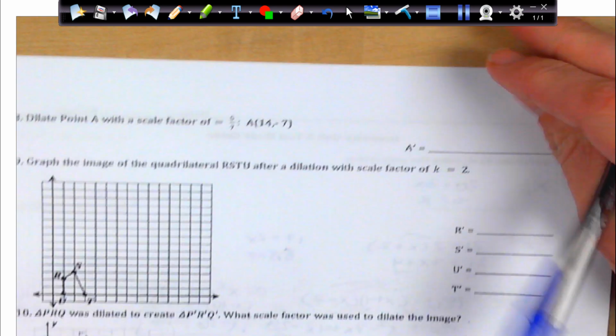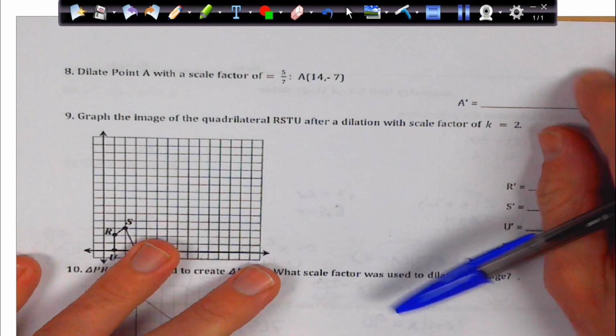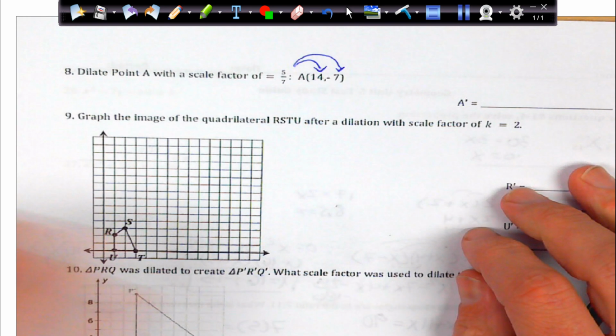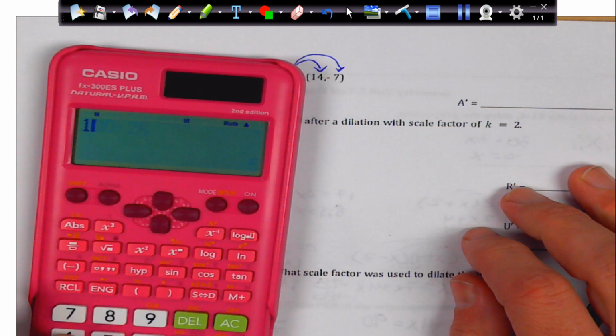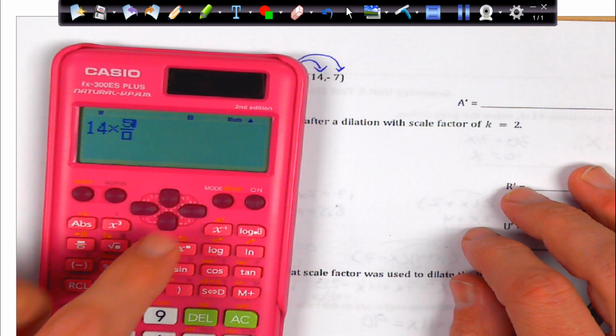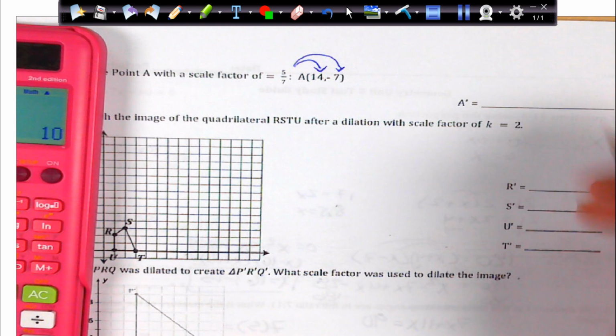Alrighty, on the back. Dilation. So dilation is just multiplying the point by a scale factor. So I really just have to distribute this 5/7. You can do it in your calculator, pretty easy, 14 times, and they have this little fraction bar, 5/7, and you can get your value of 10 that way.